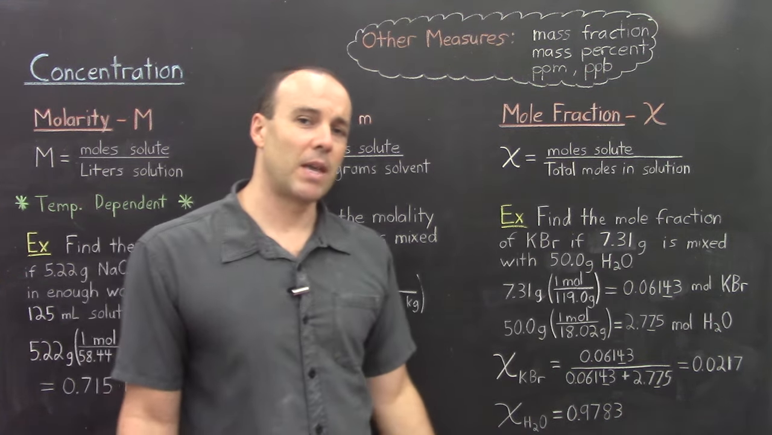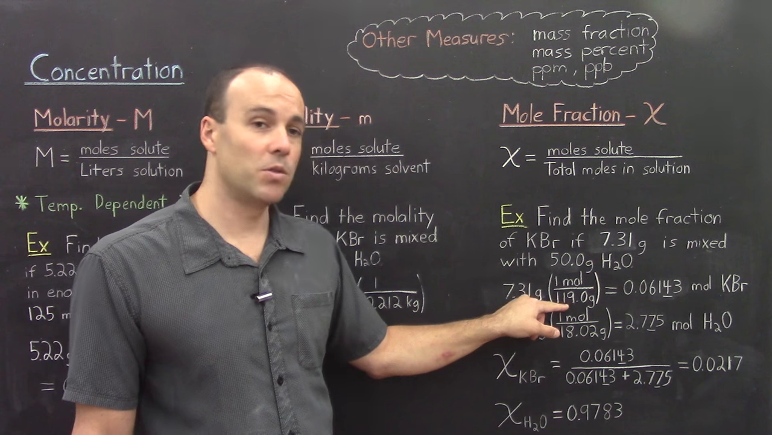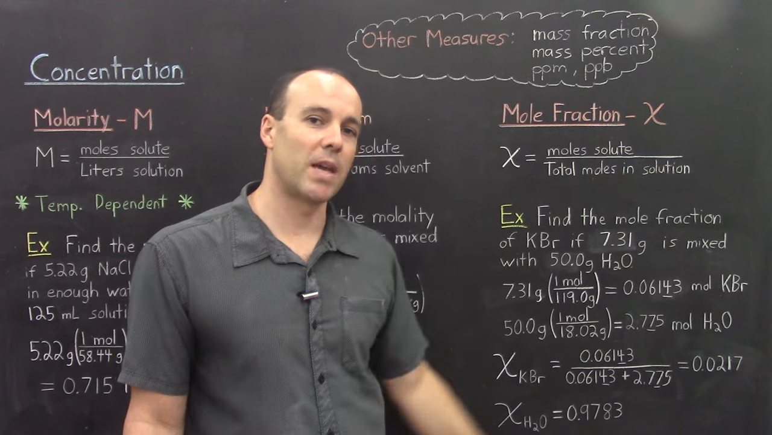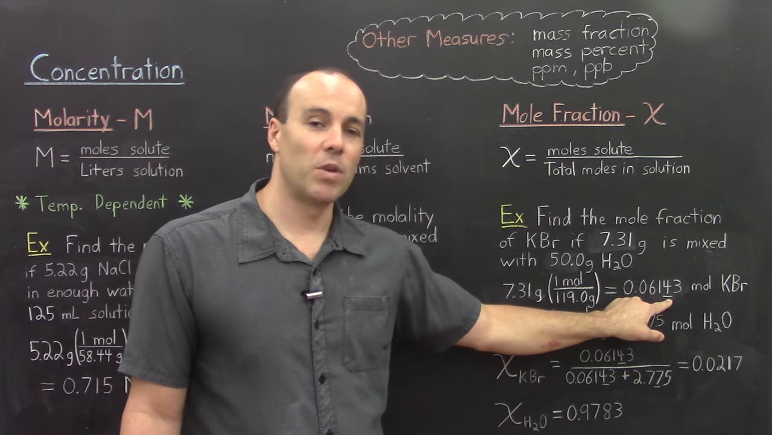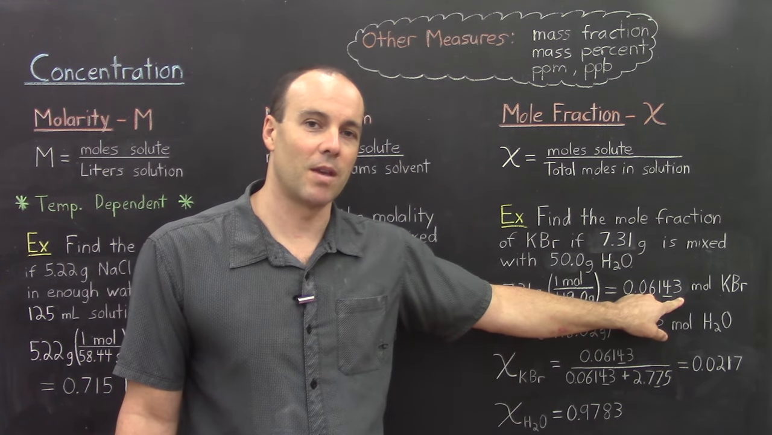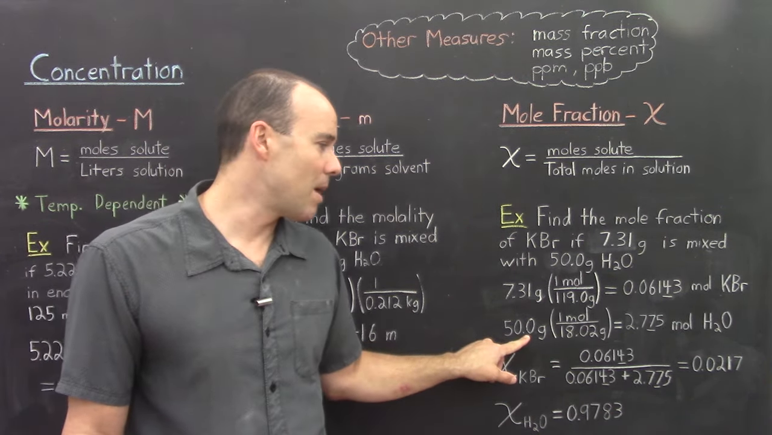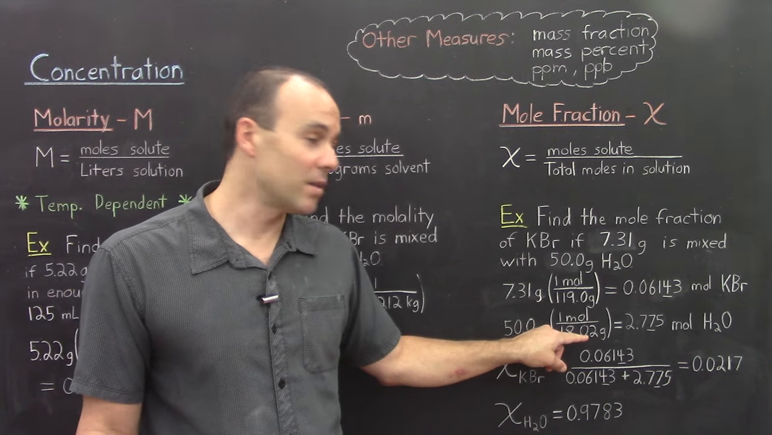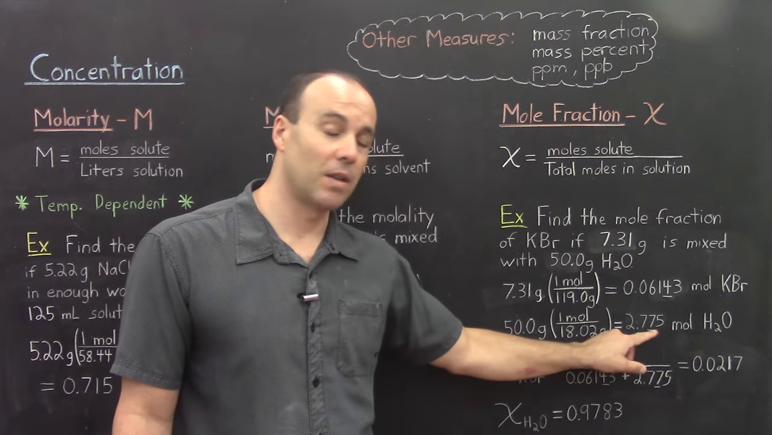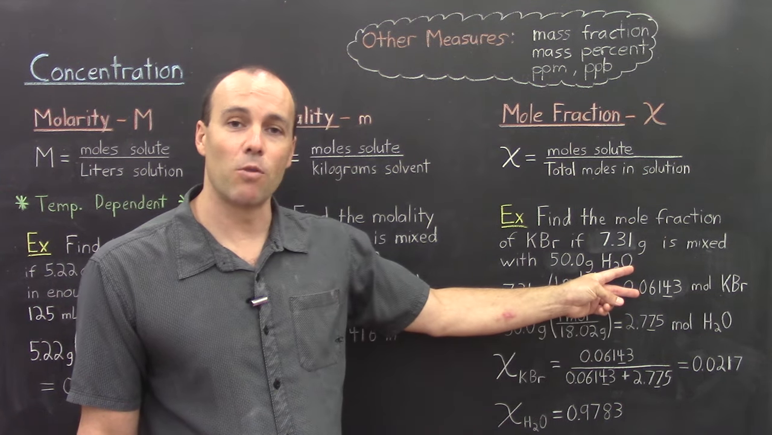So to find the moles of potassium bromide, we start with its mass and we convert it to moles using the molar mass again. And you get 0.06143 moles potassium bromide. This is a 3 sig fig number. I left the extra digit because we're going to use this number again. The moles of water is calculated the same way, mass over the molar mass, and you get 2.775 moles water, again a 3 sig fig number. So a lot more moles of water here than potassium bromide.